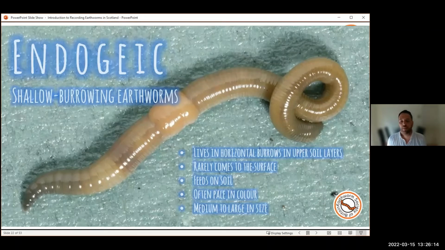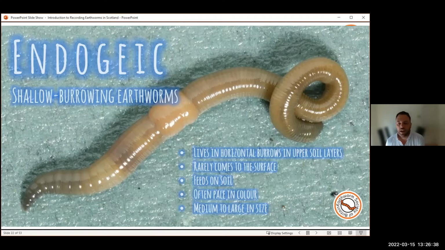They live in semi-permanent horizontal burrows, so they will be making new burrows all the time, but they will reuse their burrows. They rarely come to the surface and they feed almost exclusively on soil. While they're eating the soil, there may be things like nematodes and microorganisms in the soil that they're digesting as well, but their food source is soil.